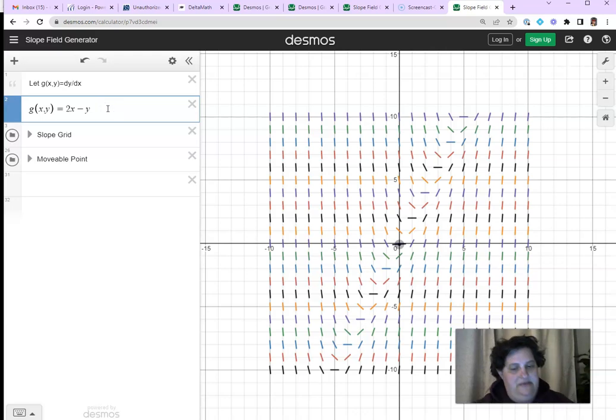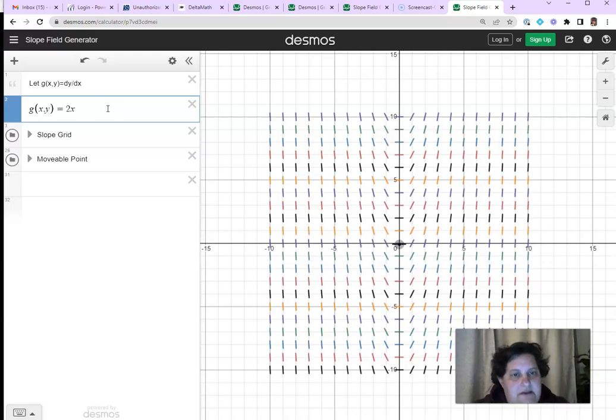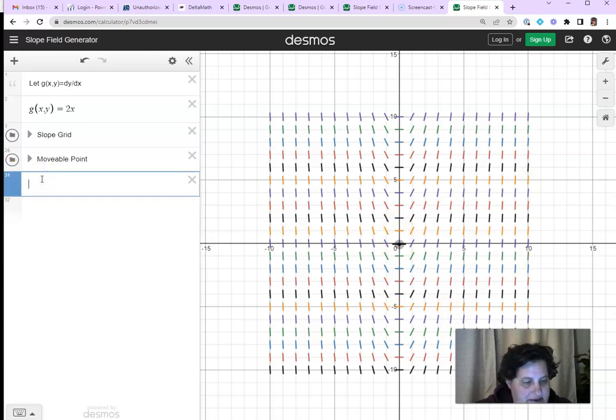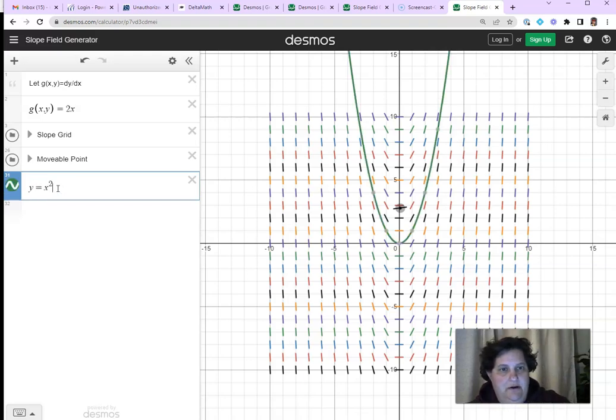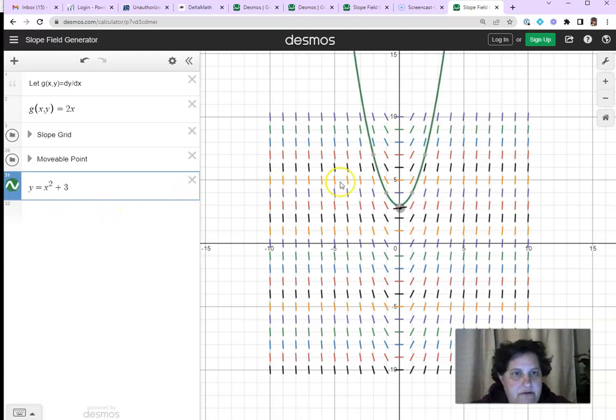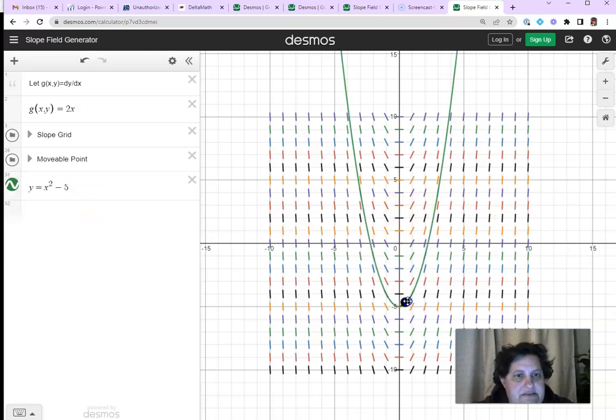Let's make this slope field just 2x. Nice, right? You can kind of see how this goes. Let's say I want to start at the point 0, 3, and I'm following that. Does that look like it's going to be x squared plus 3? See how it follows through that slope field? Or let's say I wanted to start at -5. You see how everything here is 0 and then it's following through that slope field.